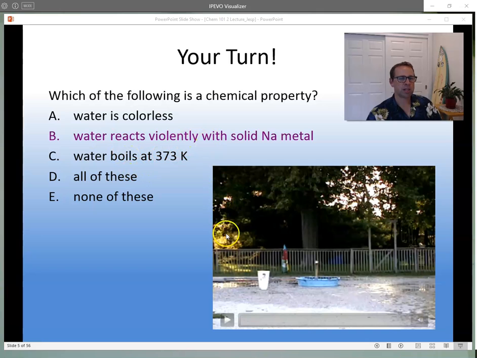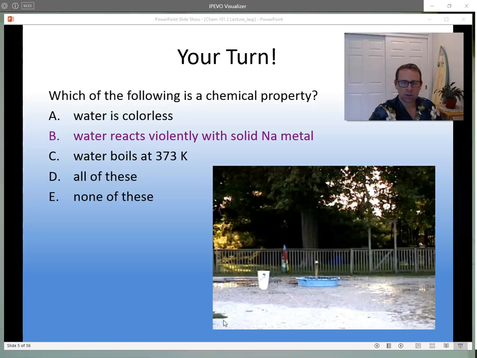Now, I don't know if you've ever seen that, but here we have a kiddie pool. Can you see that kiddie pool there? Yeah. And up at the back behind the kiddie pool is a stand, and there's a piece of metal at the end there. And we're going to watch what happens when we drop the metal into the kiddie pool here.